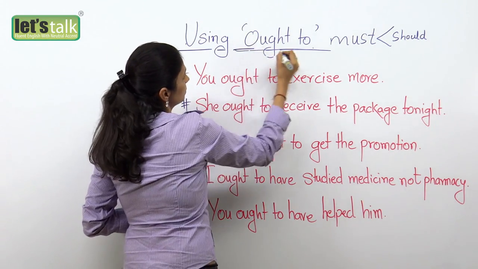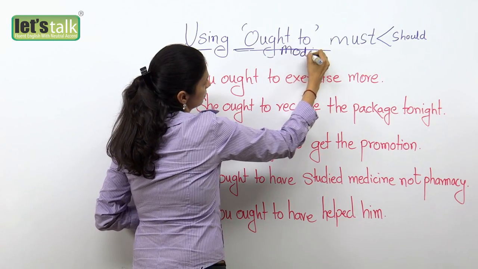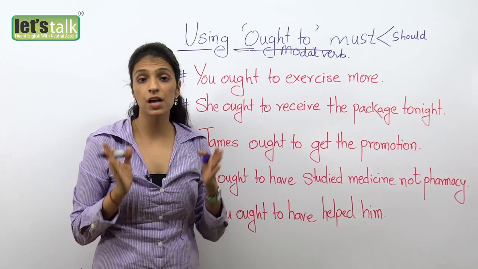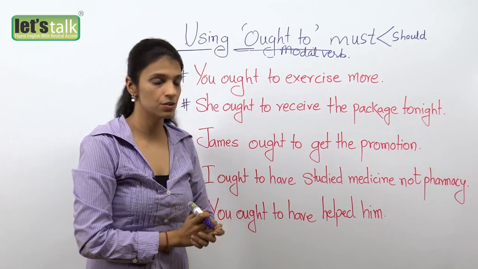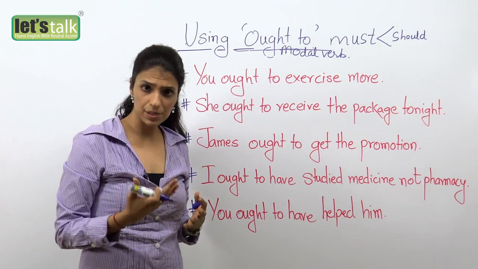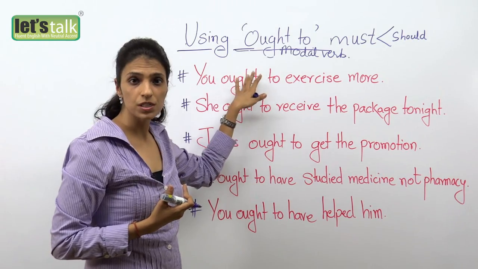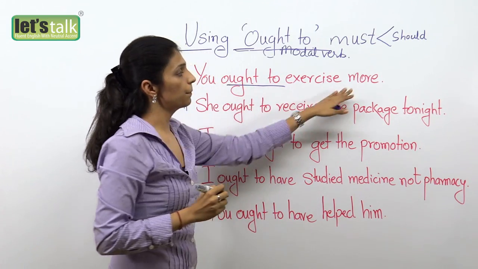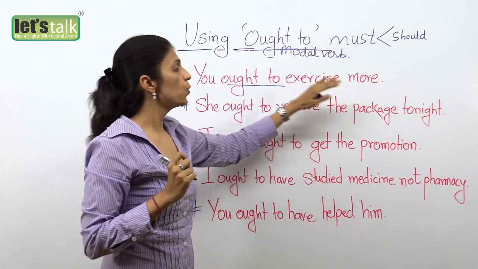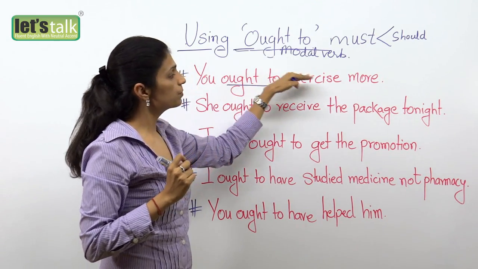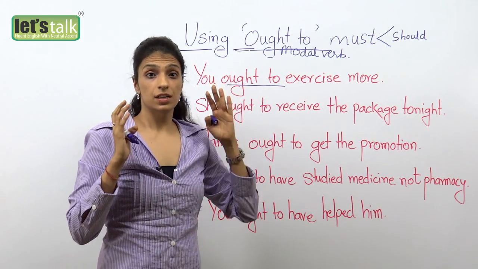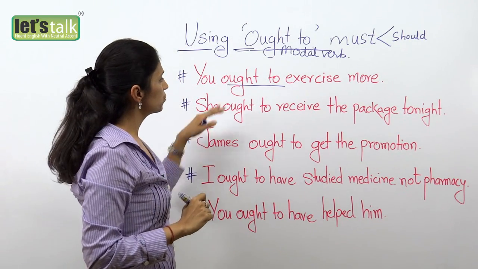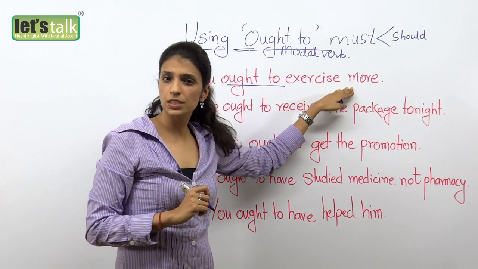Being a modal verb, it has various meanings depending on how it is used in a sentence. Okay, so we're going to take some examples and see what are the different ways ought to is used. The first one, you ought to exercise more. Now one thing, remember, when you use ought to, the verb that follows always should be in the base form or the present form. So if I tell you, you ought to exercise more, what does this mean?